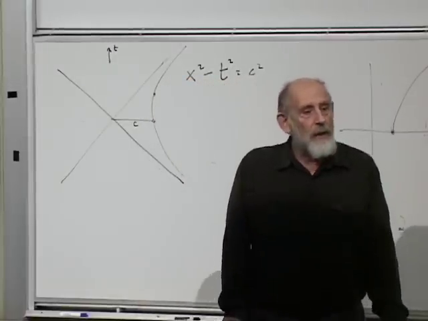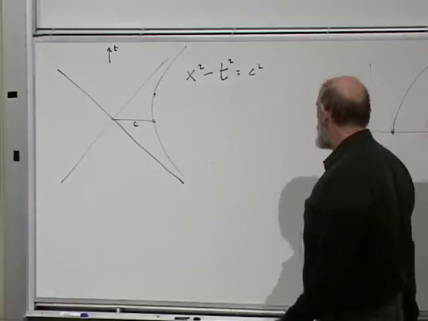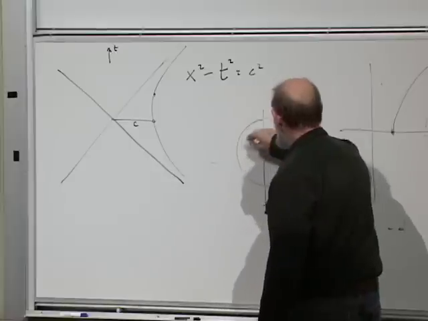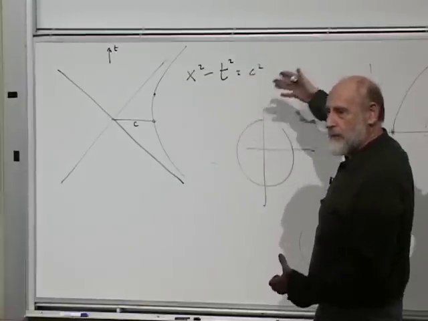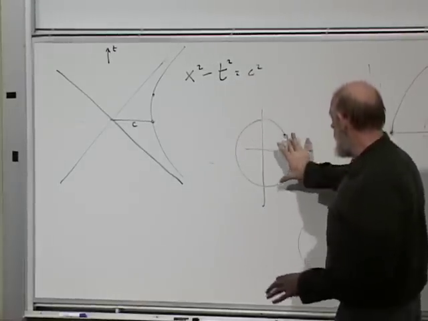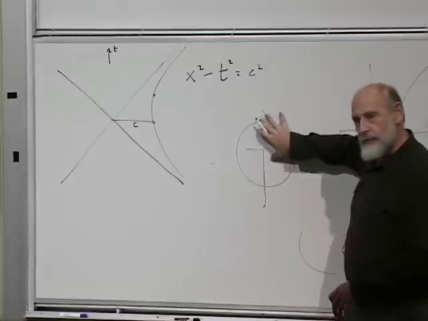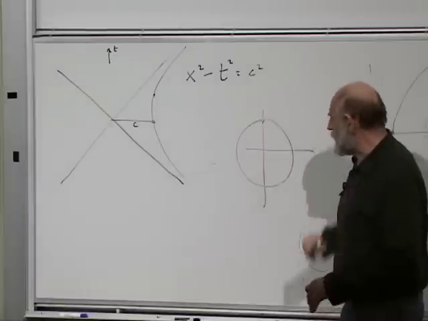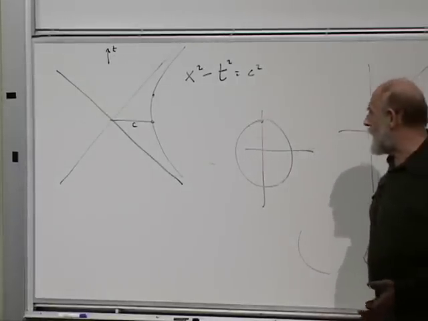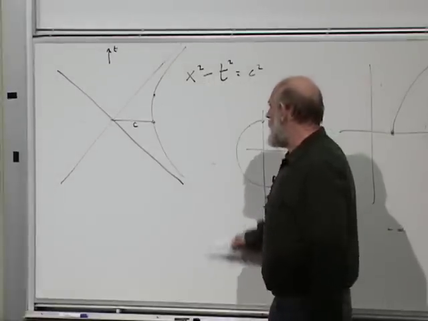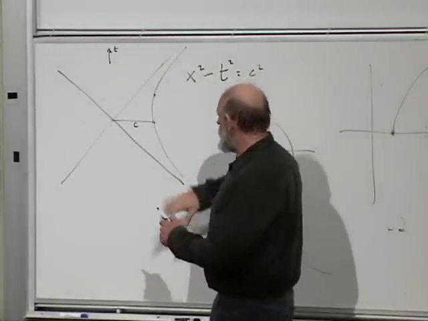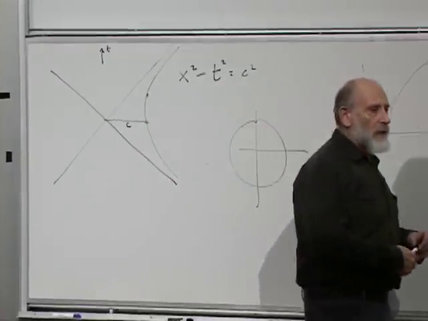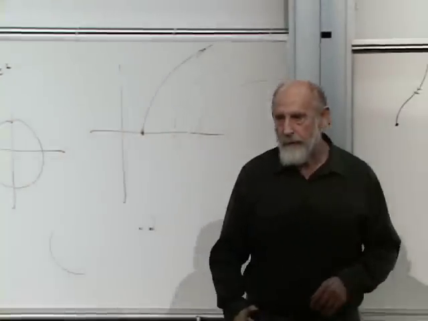hyperboloid. The mathematics of this is almost the same as saying you have a circle which would be x squared plus y squared equals a constant, and saying that a rotation preserves the circle. A rotation about the origin preserves the circle. In the same way, if you do a Lorentz transformation, this curve will simply slide into itself. That curve is Lorentz invariant.